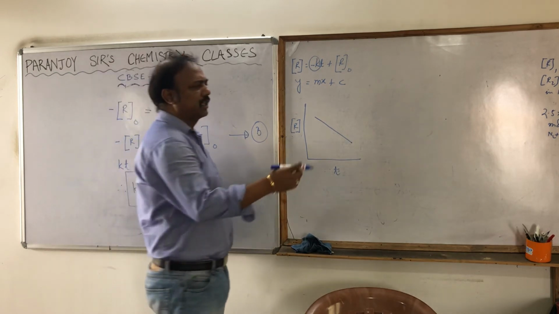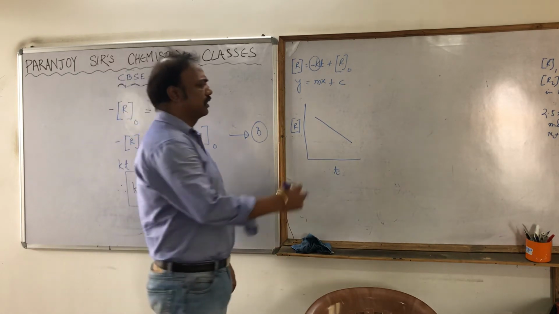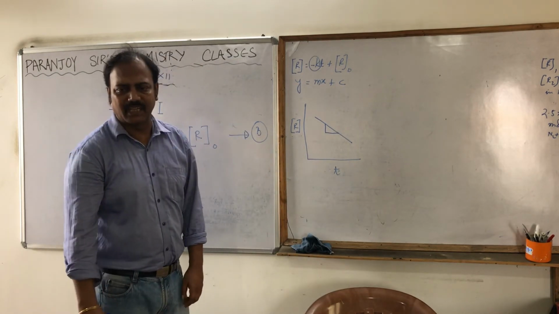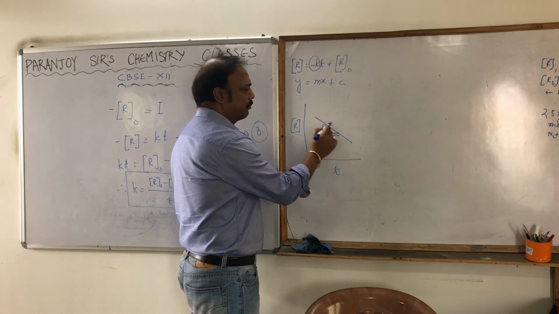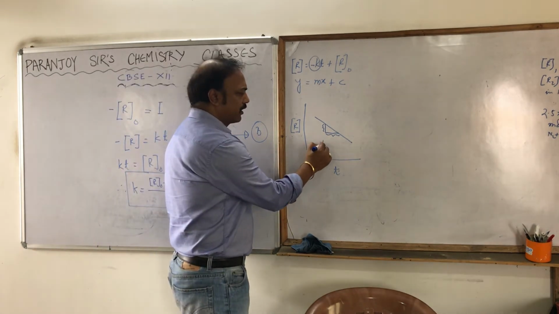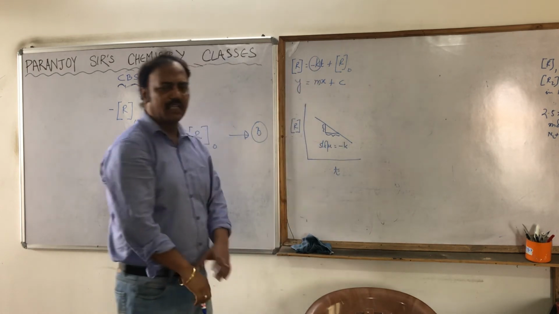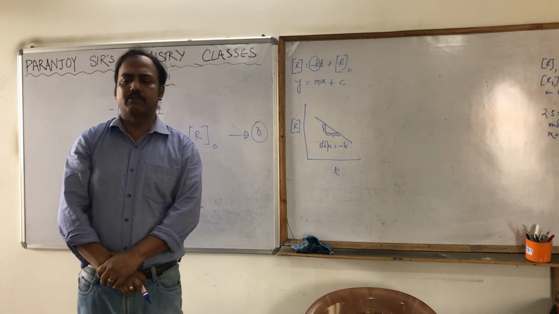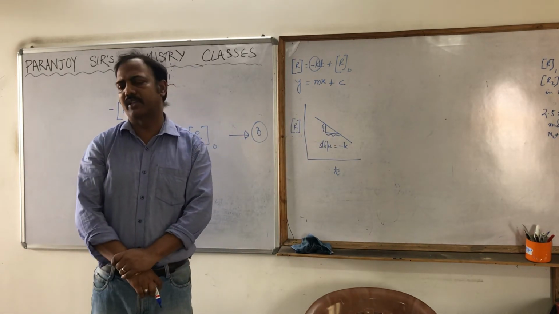What is slope? I told you that in the previous chapter. Slope is nothing but tan theta, and tan theta is perpendicular by base. So if you measure the perpendicular and the base, you are going to get the slope. And this slope is going to give us the value of minus k. Slope is minus k. So graphically also we can find out the value of k, by plotting the graph and measuring the slope.